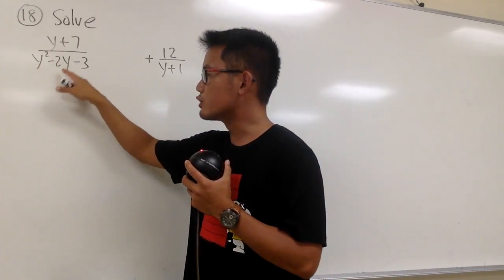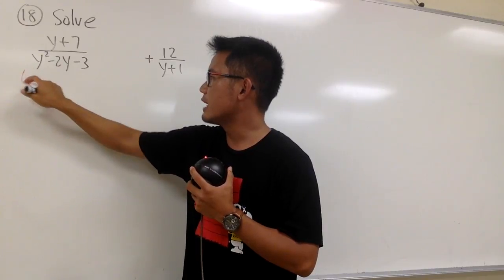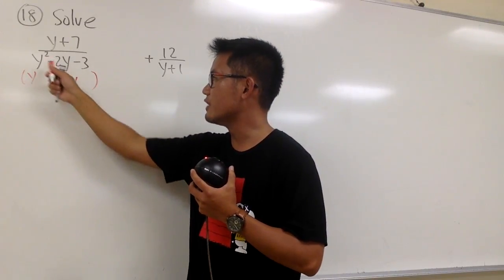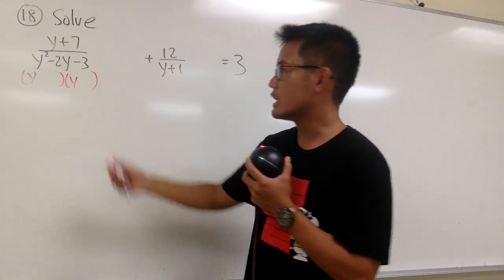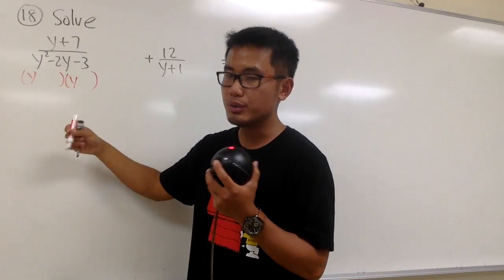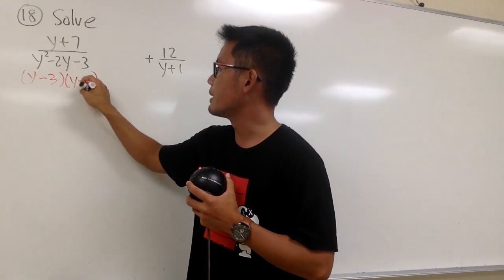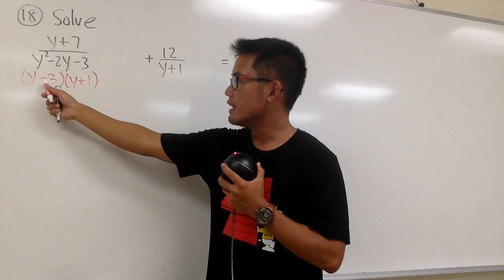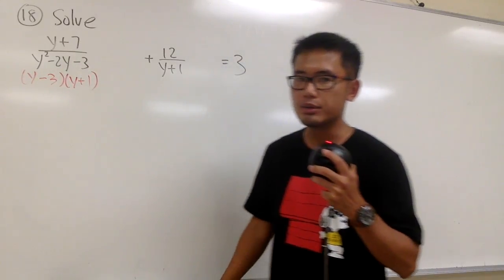So y squared minus 2y minus 3. We can factor this as y and y like this, right? y times y will give us y squared. And now, what times what will give us negative 3, and together they add up to negative 2? We need to use negative 3 and plus 1, right? Negative 3 times positive 1, we get negative 3. Negative 3 plus 1, we have negative 2.